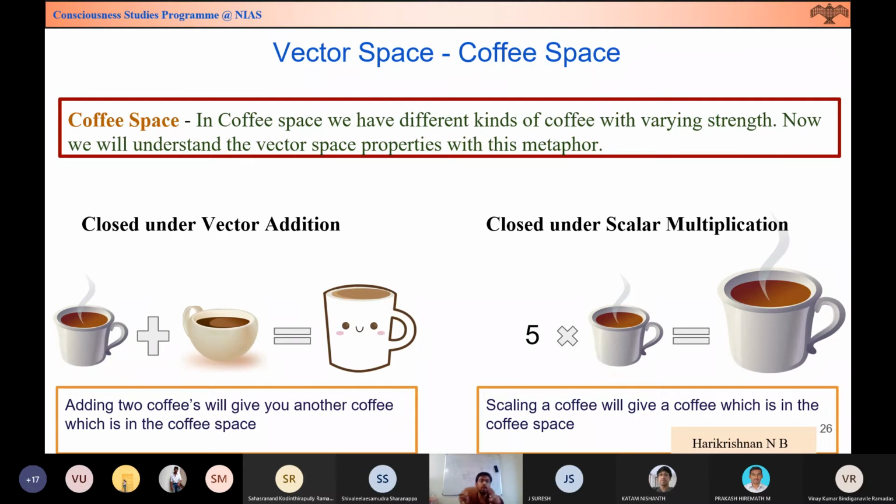Basically, if I add two elements in that vector space, the resultant element is also there in the vector space. Like if I add two coffees, I will get a coffee. I will not get tea or Bonvita. Still a coffee, right? So it's called closed under vector addition.